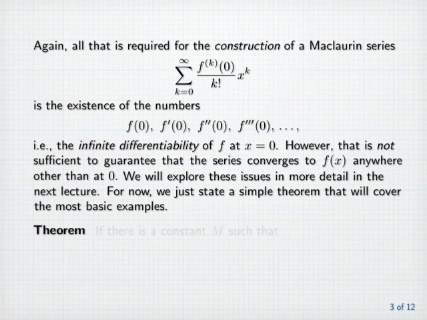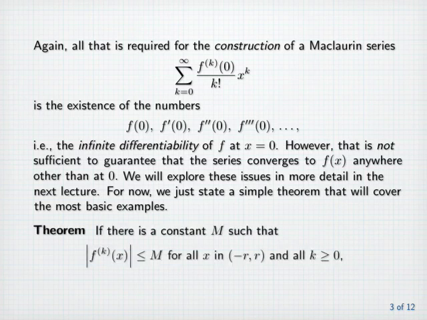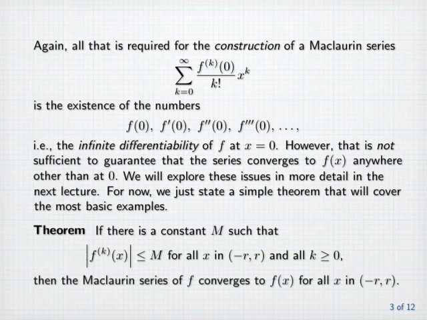Theorem: if there is a constant m such that the absolute value of the kth derivative of f is less than or equal to m for all x in the open interval from -r to r and all k greater than or equal to 0, then the Maclaurin series of f converges to f of x for all x in that open interval.